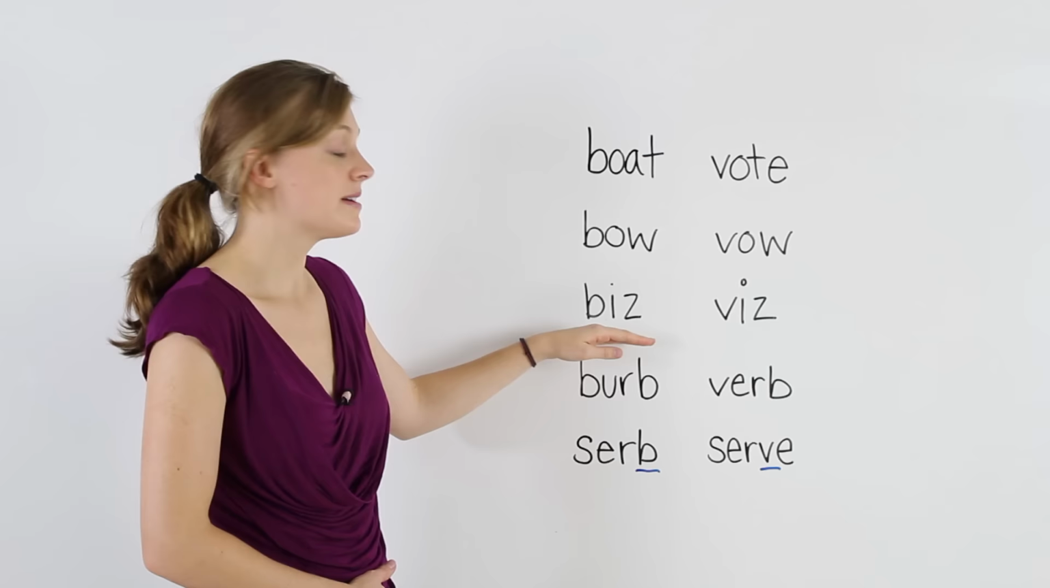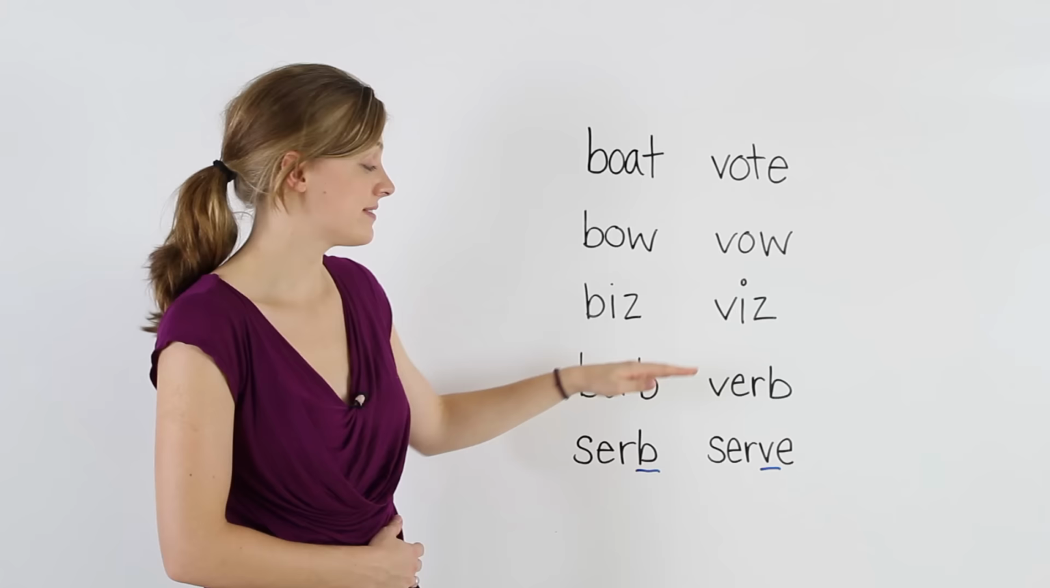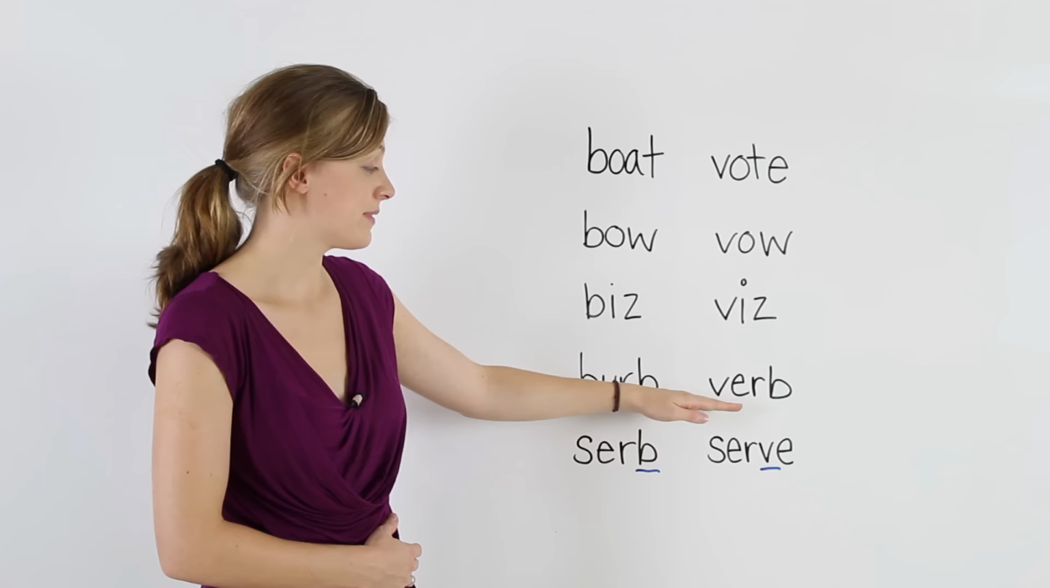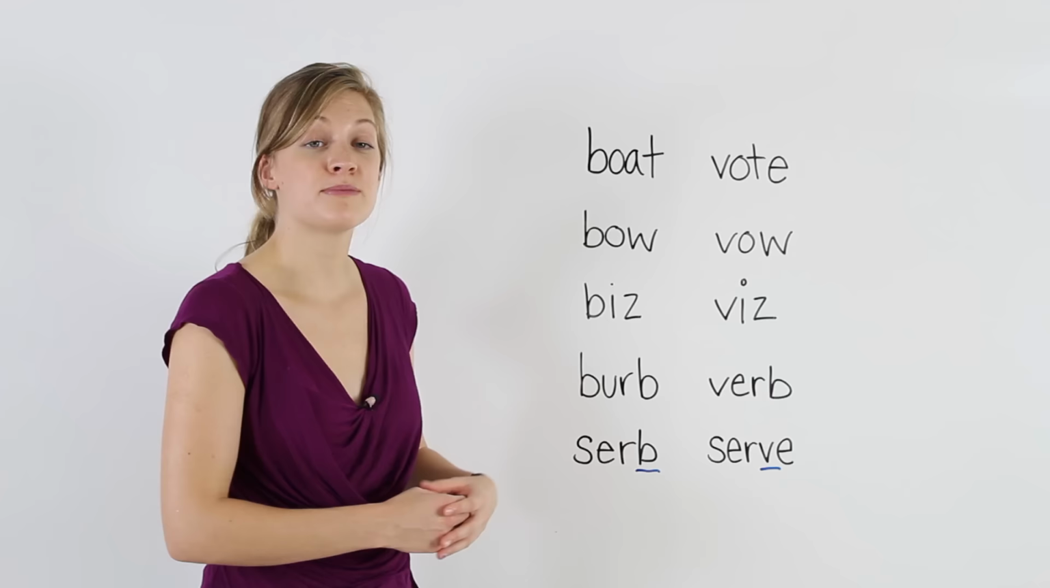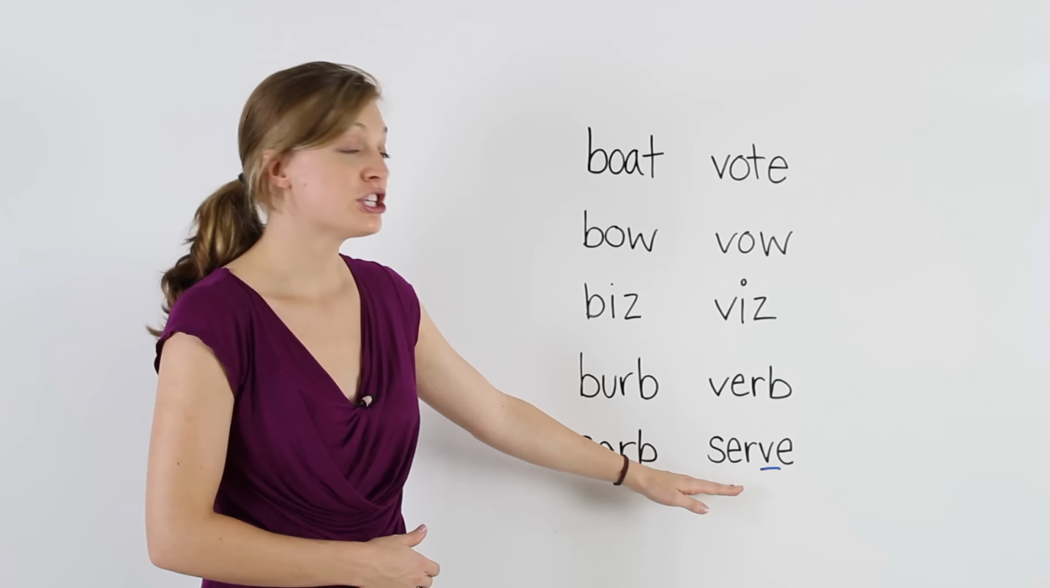Biz, biz. Viz, viz. Burb, burb. Verb, verb. Now, in our next two words, you may notice that our b sound and v sound do not always come at the beginning of the word. Serb, serb. Serve, serve.